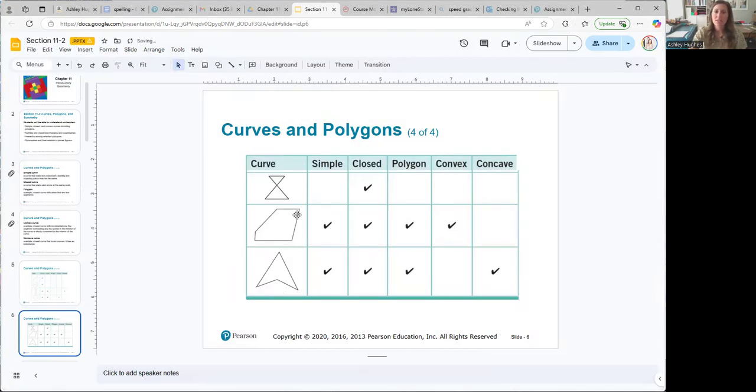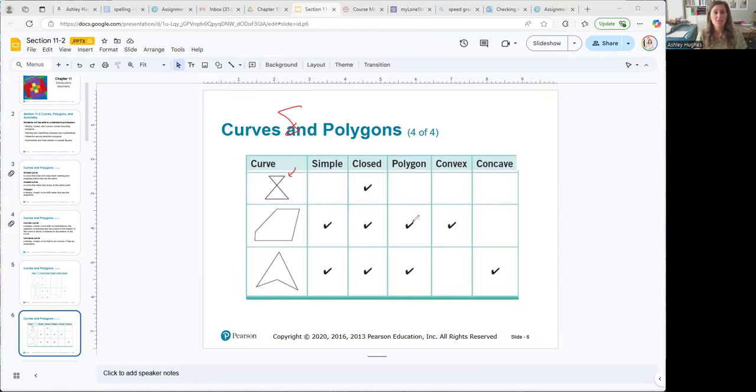Let's see. So this is a curve, and it's closed, but it's not simple. So here's an example of something that is closed, it's not open. This would be open, but it is not simple because it crosses itself. Okay, this one is simple closed.